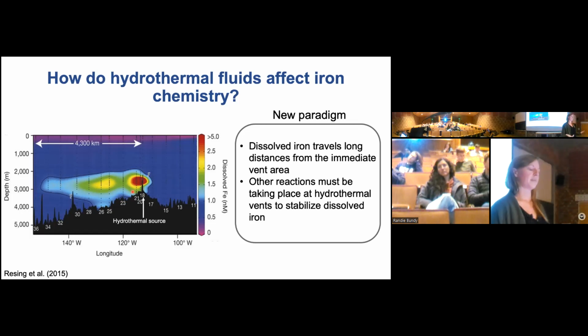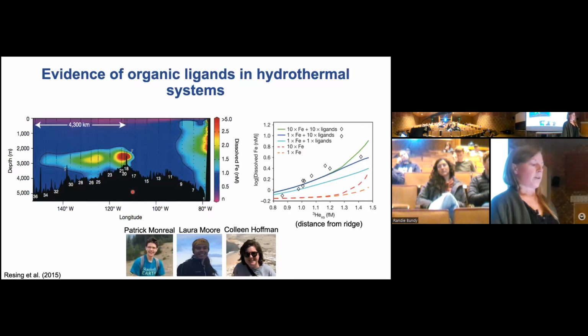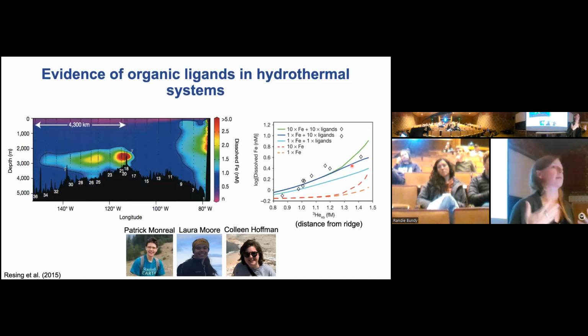And so we thought, okay, there must be some other kind of reactions taking place at these hydrothermal vents that prevents the scavenging of iron right next to the vent itself and allows this dissolved iron to travel long distances. This has a lot of implications for microbes in the ocean, for the dispersal of this iron, and for the overall iron inventory. From this data, the authors of this paper hypothesized that there must be some kind of stabilizing agents that protect this iron from precipitation. They hypothesized that these would be organic ligands because that's what we know in seawater protects iron from scavenging.